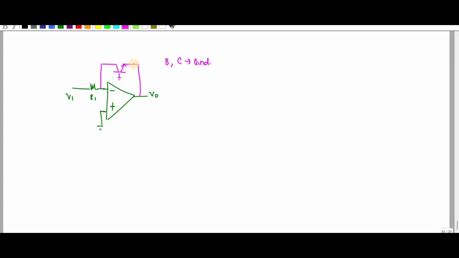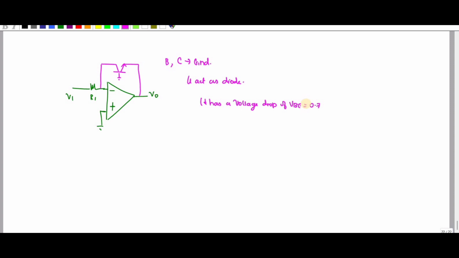Or it may be a base. The base is grounded and the collector is connected to the virtual ground. Okay. So you can see that since the base and collector are grounded, this will act as a diode, and it has a voltage drop of VBE. So the VBE value is 0.7 or less than 0.6.